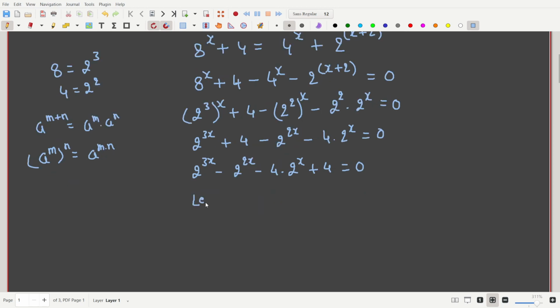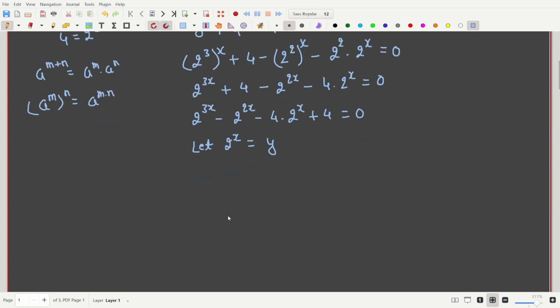Now let 2 raised to the power x be equal to y, which means 2 raised to the power 3x is y cube. So I can substitute 2 to the power 3x with y cube minus y squared minus 4y plus 4 is equal to 0.